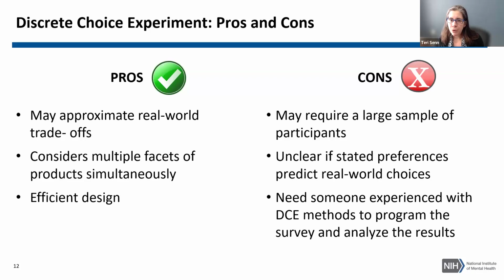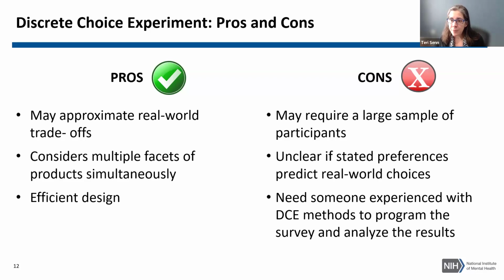In terms of the pros of this approach, it may approximate the real-world trade-offs that people actually make. You can consider multiple facets of products simultaneously, and you can do this with a really efficient design. So there are obviously a huge number of potential pairings depending on the number of attributes and the number of different levels of those attributes that you're looking at. But not everyone sees every pairing through this efficient design.